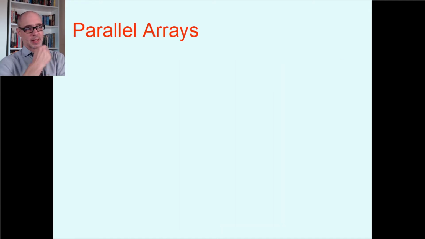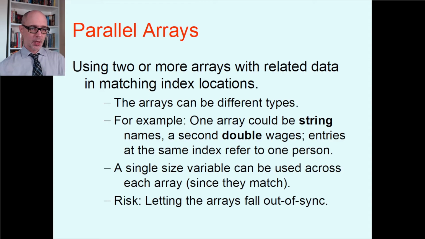Okay, second thing. Up until now, our programs have only used one array at a time. But of course, you can have more than one array at a time. And if they are holding related data, these are called parallel arrays. Kind of like in my head, I'm thinking I've got a couple arrays now, right next to each other in memory is the idea. So using two or more arrays with related data in matching index locations is referred to as parallel arrays.